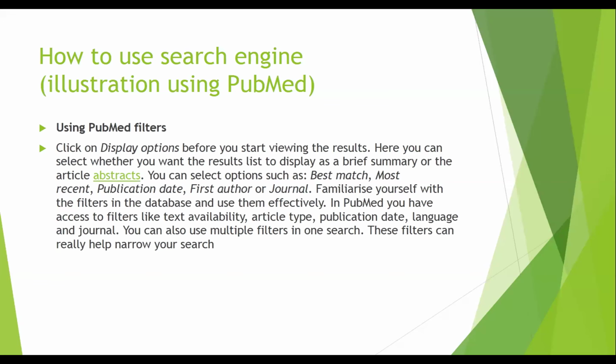Similarly, when it comes to PubMed also, you have certain filters. Generally when people search, they don't apply filters. What do you mean by applying filters? It's just like you give the best match. There are certain filters like best match, the most recent, publication date, first author, journal, etc. So if you give all this, what filter is that?